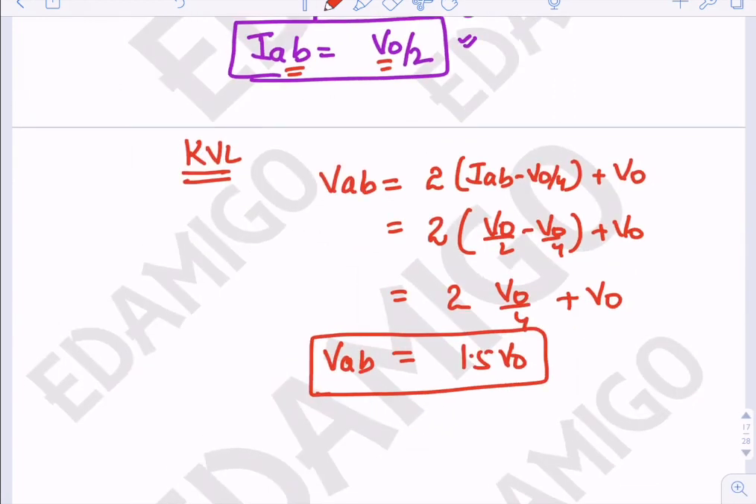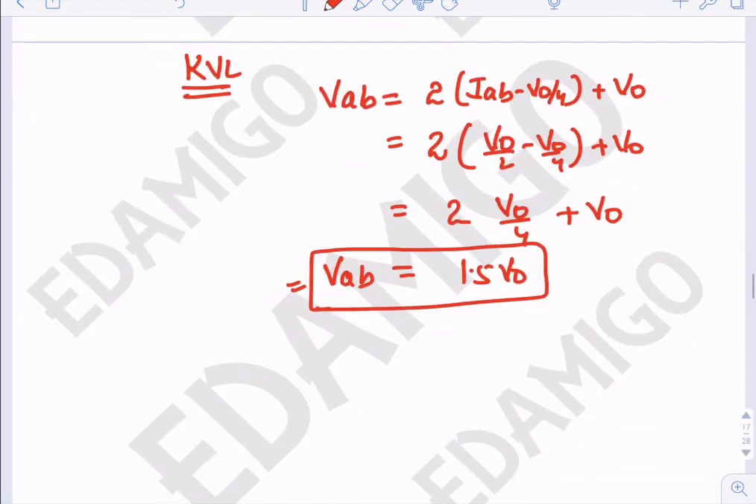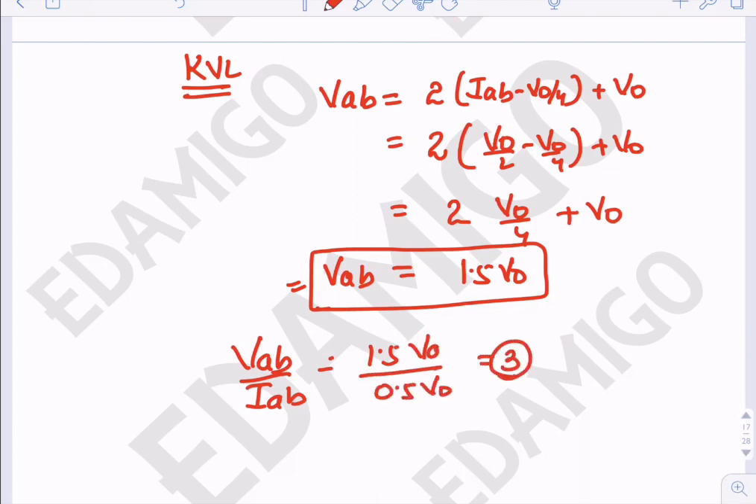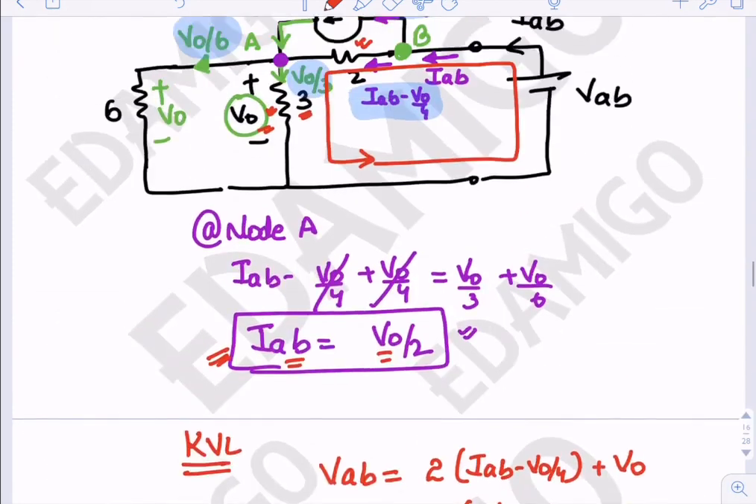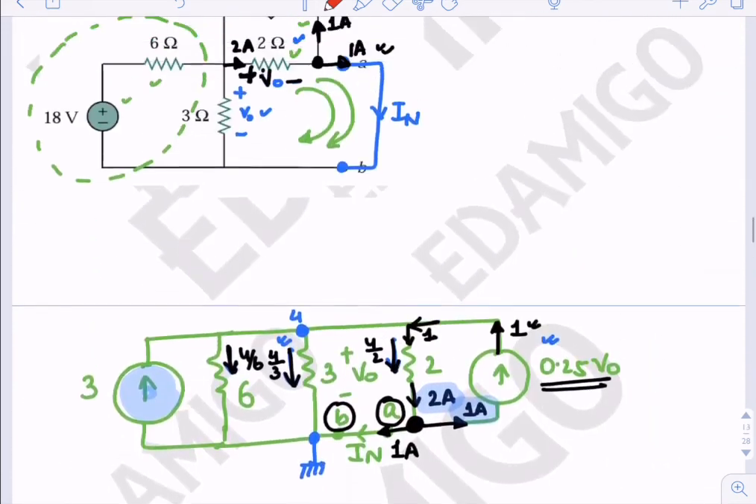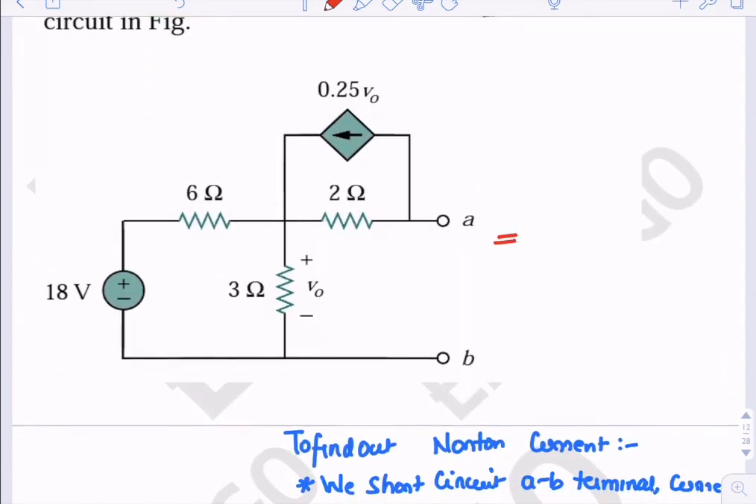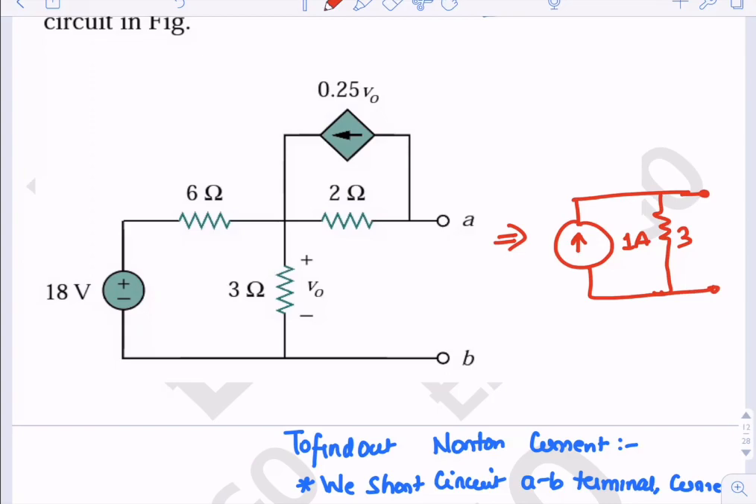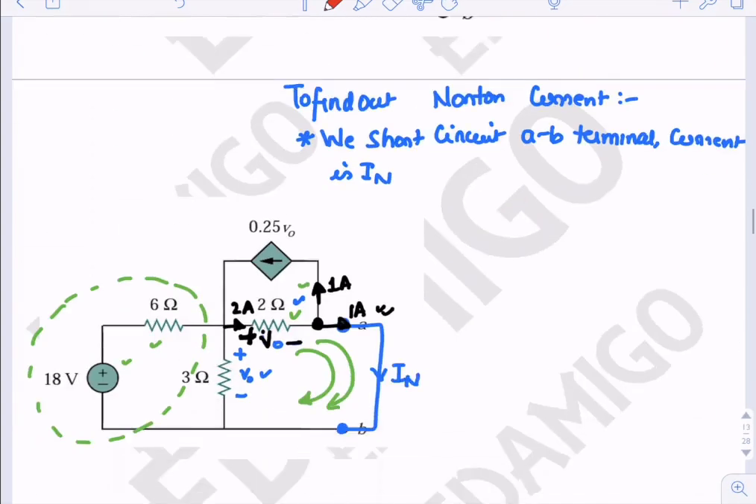Okay, so now we have IAB and VAB in terms of V0. So we can say that VAB upon IAB is equal to 1.5 V0 upon 0.5 V0, that is 3. So that is your RTH. So RTH is 3 ohms and IN is equal to 1 ampere. So the equivalent of this circuit between A and B terminals is 1 ampere in parallel with a 3 ohm resistance. This is the Norton equivalent.